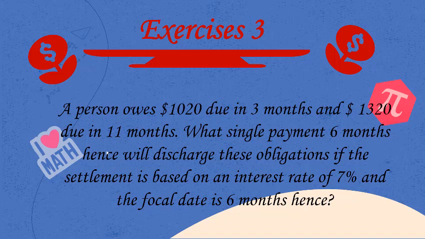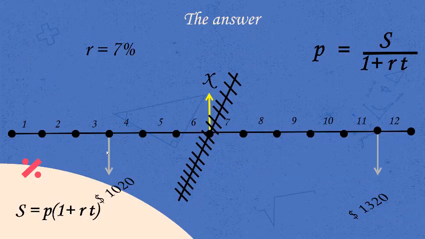Again, we have a payment $1,020 due in 3 months and a second payment $1,320 due in 11 months. We have two old obligations and we need to replace them with a single payment due after 6 months. Write this information on the time diagram. On the time diagram, we have 1,020 after 3 and 1,320 after 11.